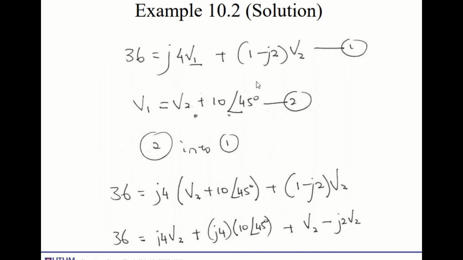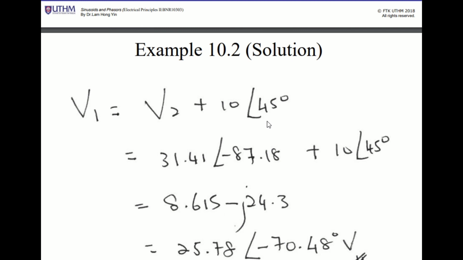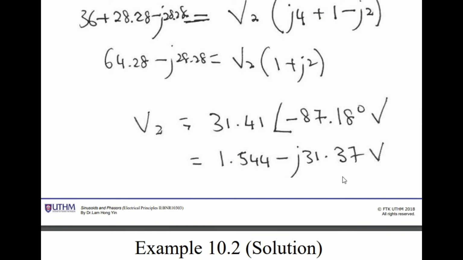If you want to use the website calculator, you need to change this to rectangular form with the j value. After you solve using Cramer's rule manually or using a calculator website, you get this value for V1, and V2 is this value.